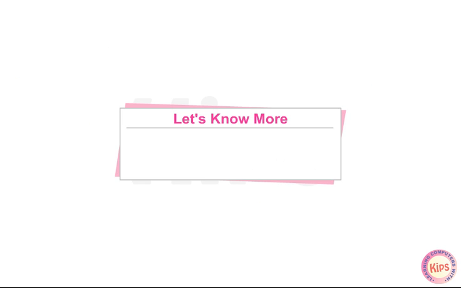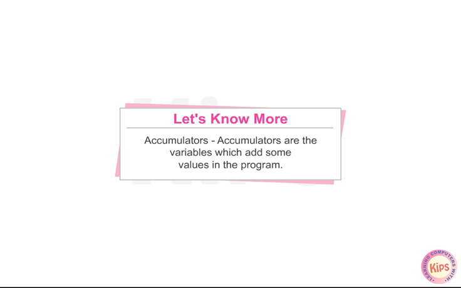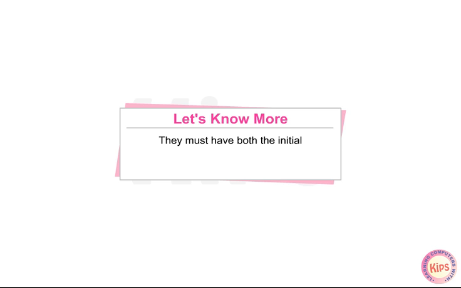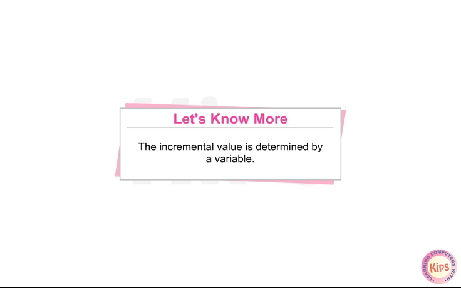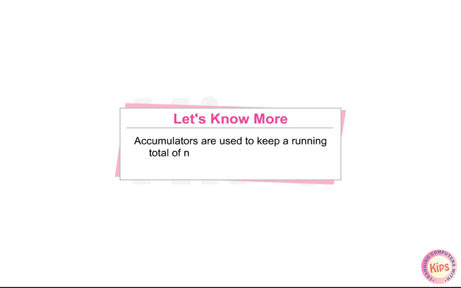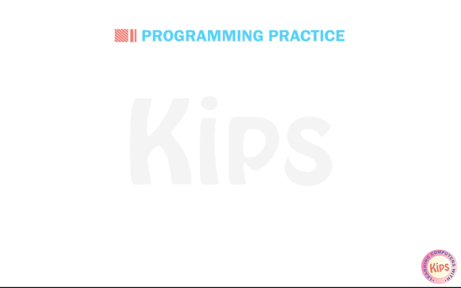Students, let us know more. Accumulators. Accumulators are the variables which add some values in the program. They must have both an initial value and an incremental value. The incremental value is determined by a variable. Accumulators are used to keep a running total of numbers during successive passes through a loop.